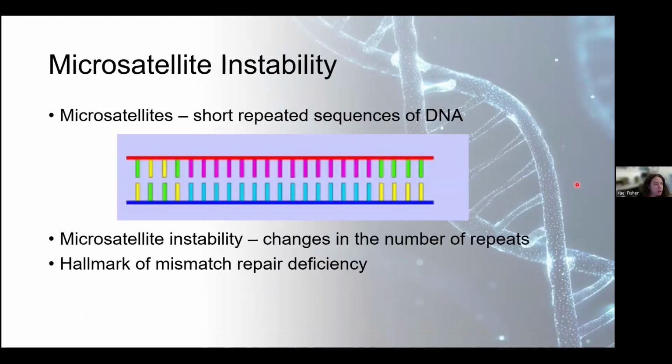So just in a couple of words before I end, to mention the repair systems that I mentioned. Microsatellite instability, we've all heard that term, I'm sure. Microsatellites are short repeated sequences of DNA, so it might be a repeat of a single base or two, doublets or triplets of bases. And microsatellite instability refers to a change in the length of those repeats, and it's a hallmark of mismatch repair deficiency.